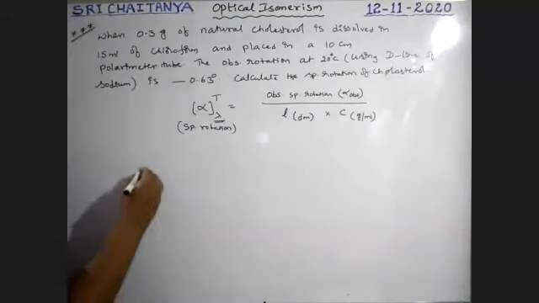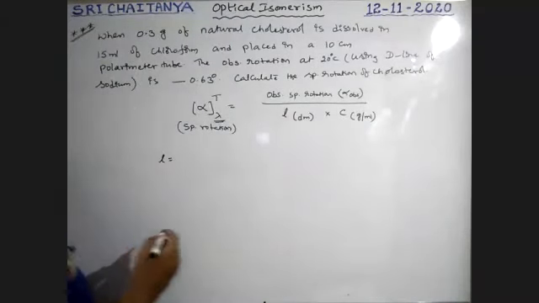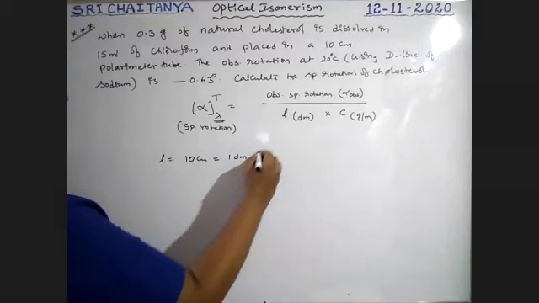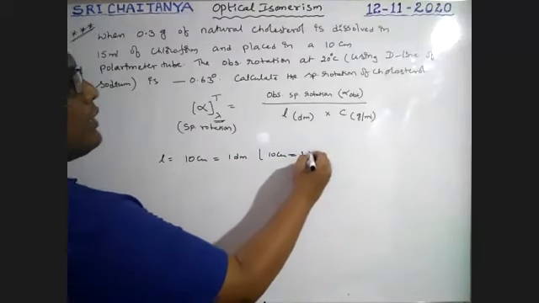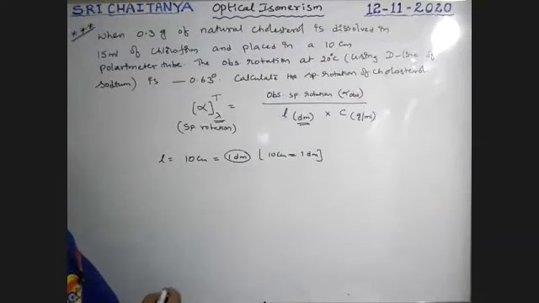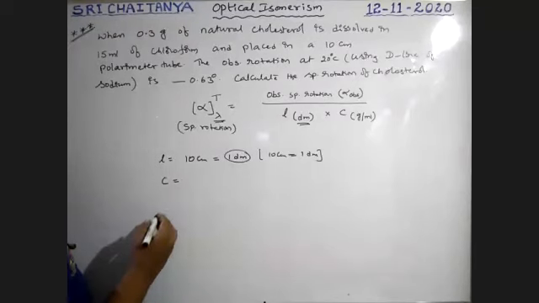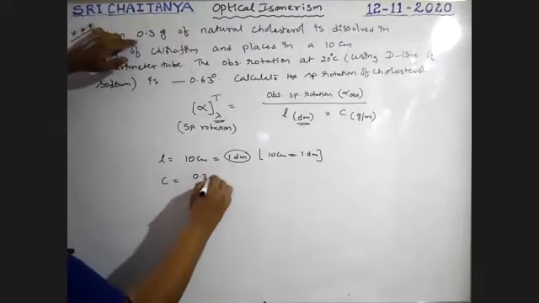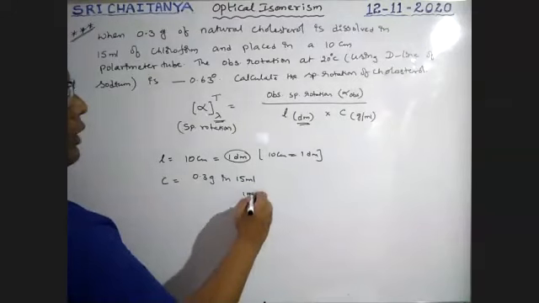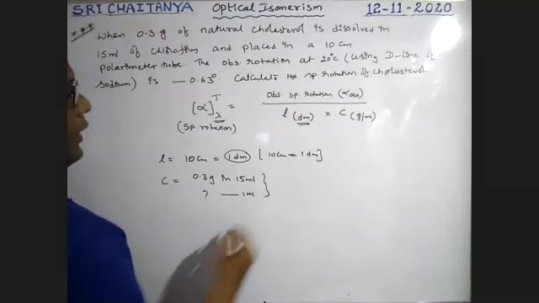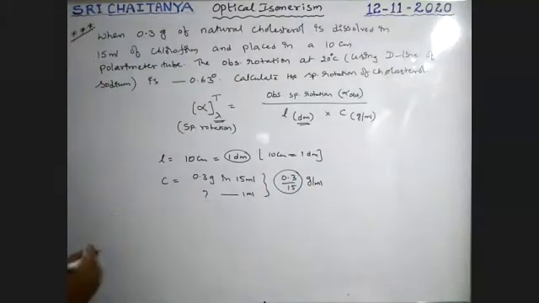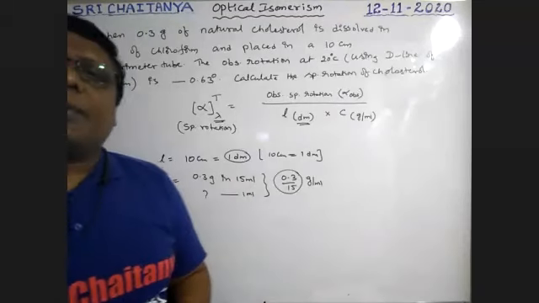See here. L is the length of the polarimeter tube, which is 10 centimeter, which is equal to 1 decimeter, because 10 centimeters is equal to 1 decimeter. Here we are using only decimeters, boys. Therefore, 1 decimeter. Next, the concentration: how many grams? 0.3 grams in 15 ml. But it is per 1 ml. So 1 ml contains 0.3 by 15 gram per ml. This is the concentration.